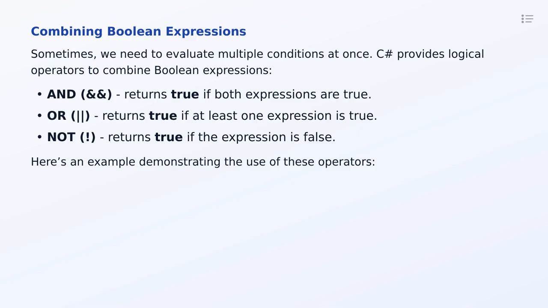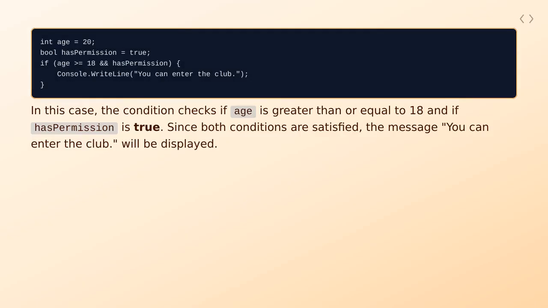First, an and returns true if both expressions are true. Also, or returns true if at least one expression is true. Finally, not returns true if the expression is false. Here's an example demonstrating the use of these operators. See the example on this slide. Pause if you want to study the details.